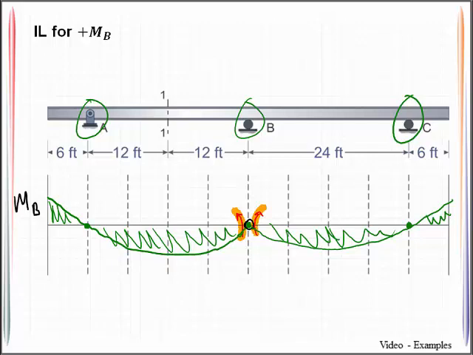And lastly, we needed to make sure that we identified and honored all the support conditions at points A, B, and C. There is a tendency for people to want to draw that influence line as if it comes up here, and that simply is not going to be the case. It can't move up and down because of the support at point B.